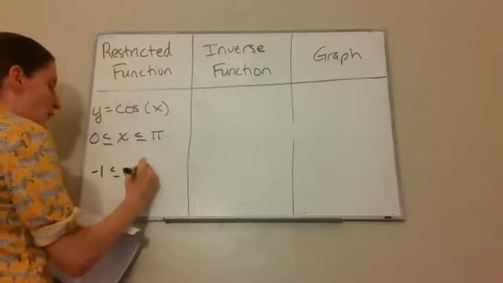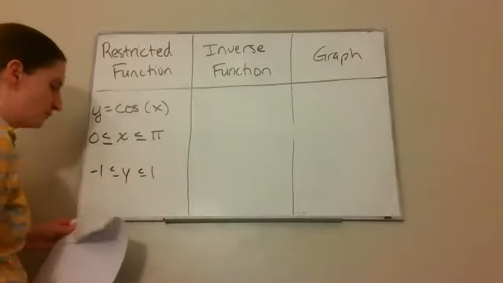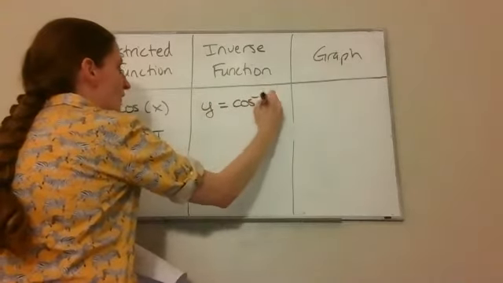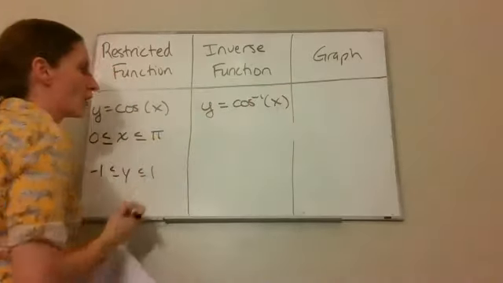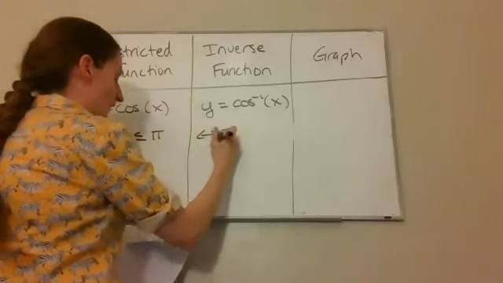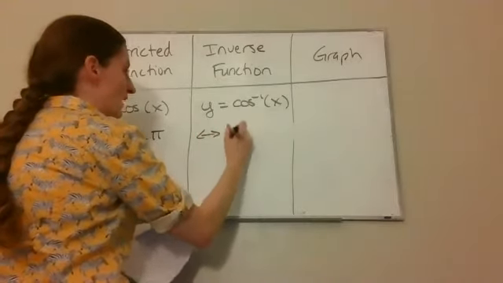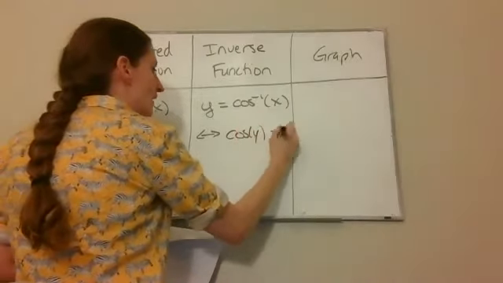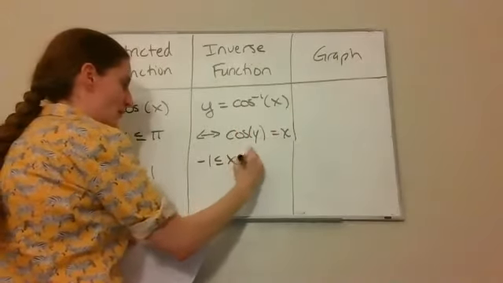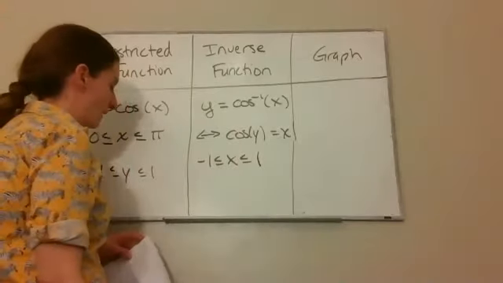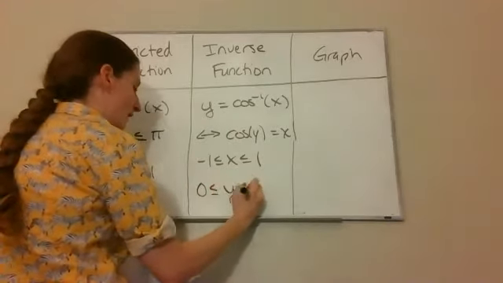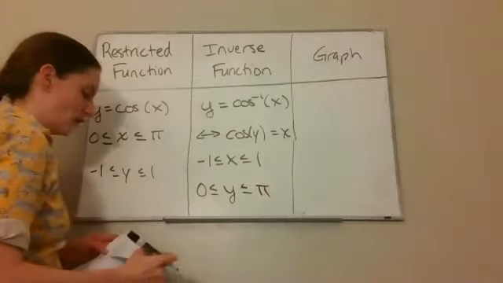And our outputs, of course, are between negative 1 and 1. My inverse function is y equals cosine inverse, or arc cosine if you prefer the arc notation. And this is true if and only if cosine of y is equal to x. And our domain and range flip. We're restricting x to be between negative 1 and 1, and the output y is going to be between 0 and pi.